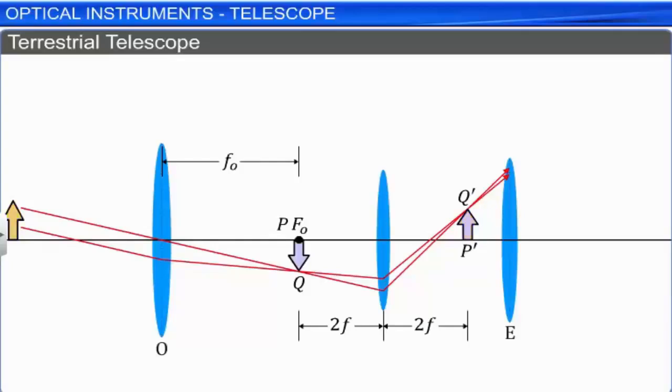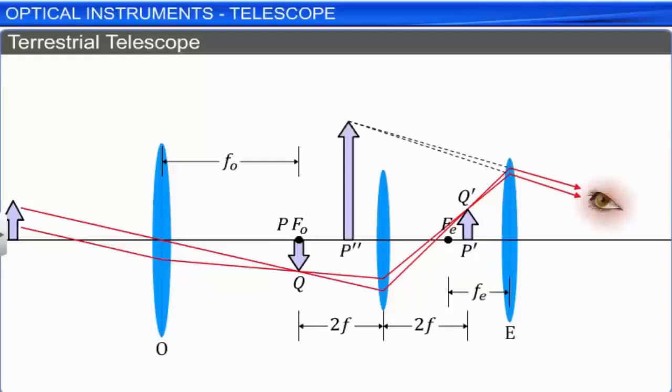The image P'Q' acts as an object to the eyepiece. If the object distance with respect to the eyepiece is less than its focal length, then a virtual image P''Q'' is formed. The final image is erect and magnified since it creates a larger visual angle at the eye. We can adjust the position of the eyepiece such that P'Q' is formed on the focal plane of the eyepiece. Then, the final image will be formed at infinity and the telescope is said to be set for normal adjustment.